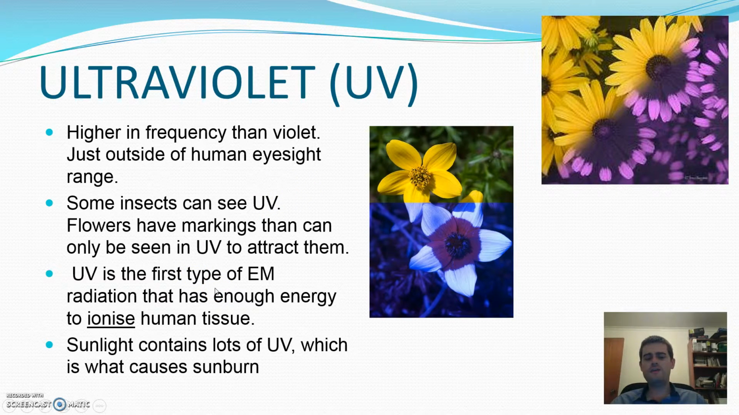Now, UV is the first kind of ionizing electromagnetic radiation we've encountered in this presentation, which means it can ionize human tissue. It can knock electrons off the molecules that make up human tissue and turn them into ions. And as you should know from chemistry, when you have ions, then you have chemical reactions.